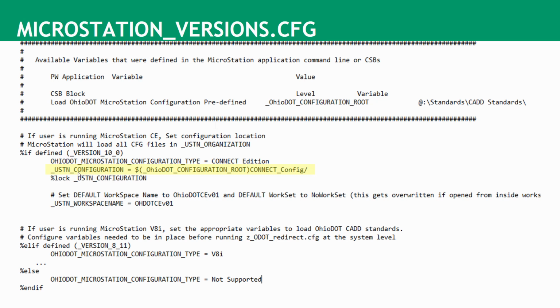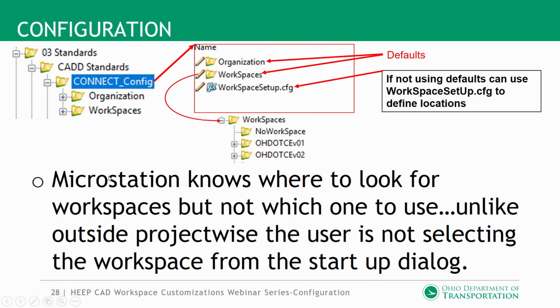And so setting this USTN configuration variable will kick off all of the MicroStation standard configuration. So it's going to follow suit the same way as if you were outside Projectwise. Okay, so hopefully this makes sense so far. So if we move on, we're setting the configuration location to this connect config folder, right? So inside there we have organization and workspaces and a workspace setup config file. Should look fairly familiar to what we had outside because it's the same setup.